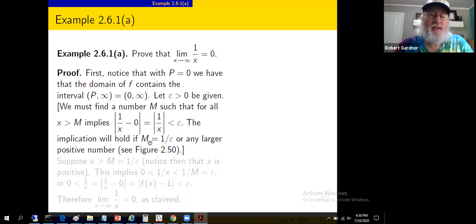So it seems like we need to take the M value equal to 1 over epsilon, or the 1 over M equal to epsilon. Here's how we'd express M in terms of epsilon. But anyhow, in the square brackets here, we're kind of scratch working our way through this to choose an M value. We're going to use M equals 1 over epsilon.